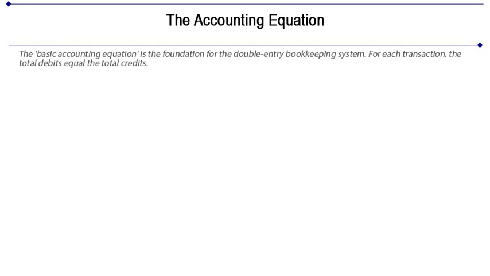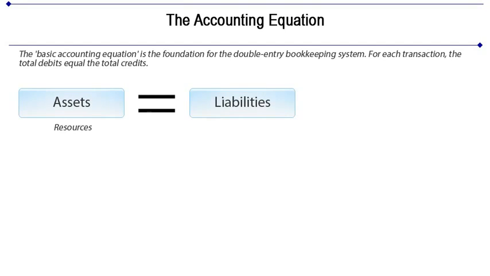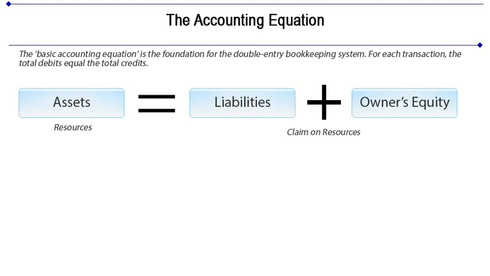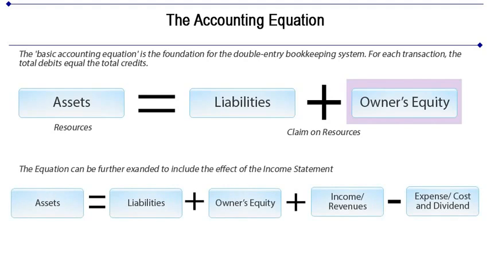To review the basic accounting equation: asset, that is the resource, equals liabilities plus owner's equity. So liabilities plus owner's equity is the claim on resources. Equity or owner's capital is part of the equation which balances that equation along with liabilities. Let's talk about equity.